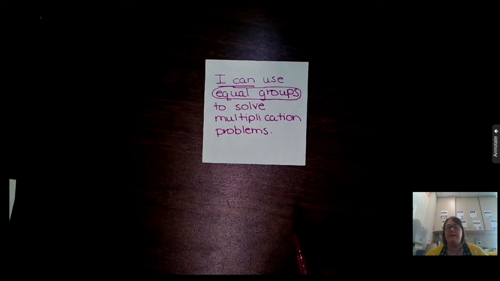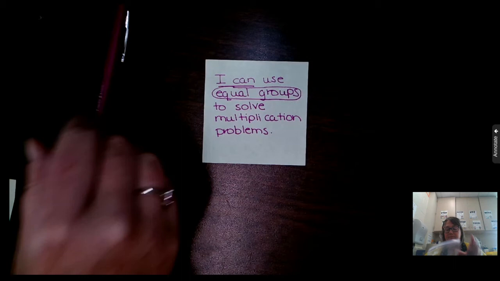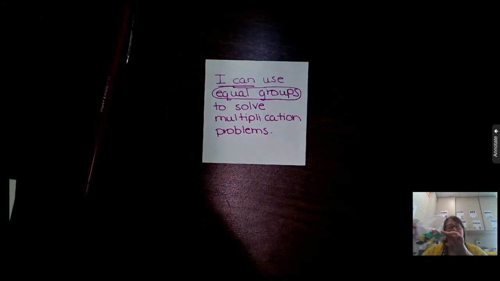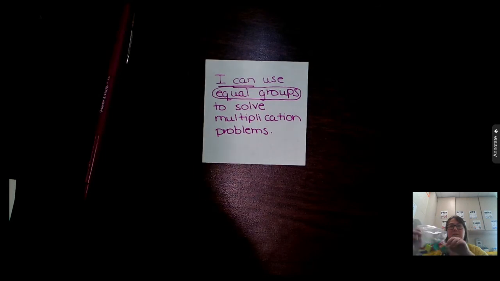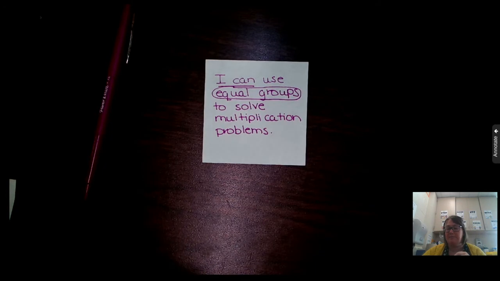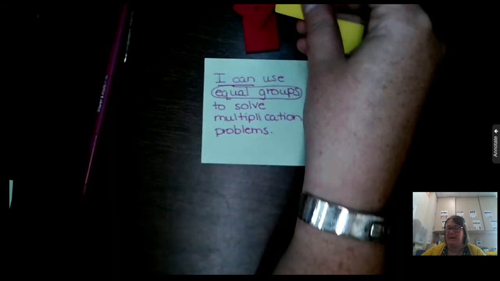I want you to get some counters. Now, if your teacher or myself gave you a baggie of little square tiles, you can grab that baggie. If not, that's okay. Anything will work. If you have pennies or markers or crayons, loose coins, anything where you can get 12 of them. I'm going to put 12 under the document camera right now. So I'm just going to take 12 tiles. It doesn't matter the colors.